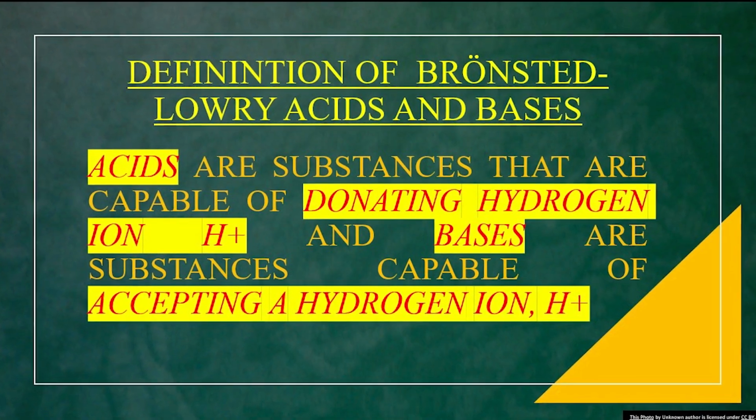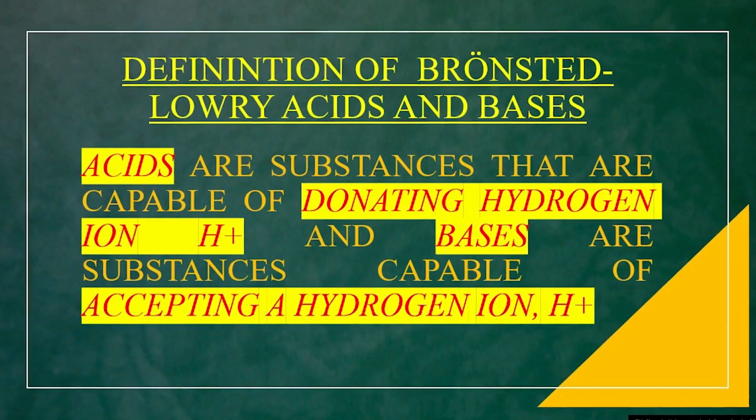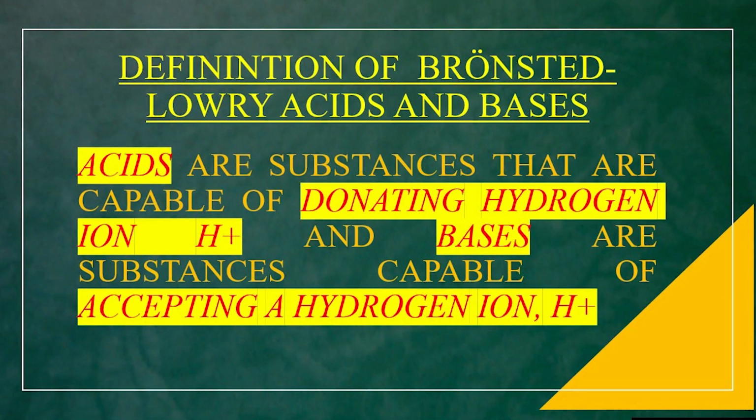So according to the Bronsted-Lowry concept of acid and base, acids are the substances which donate H plus ions, and bases are the substances which are capable of accepting the H plus ion. In short, acids are proton donors and bases are substances which accept protons.